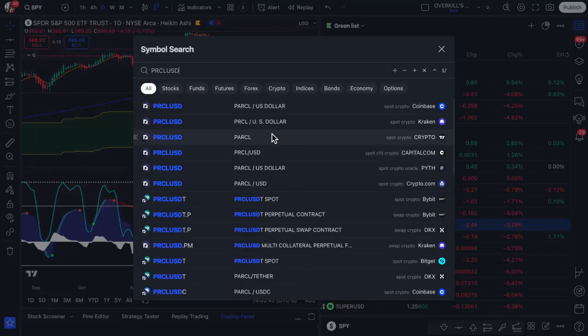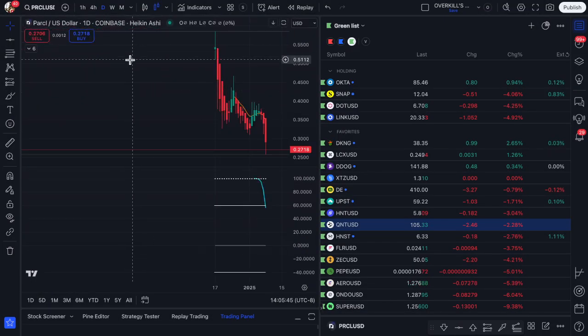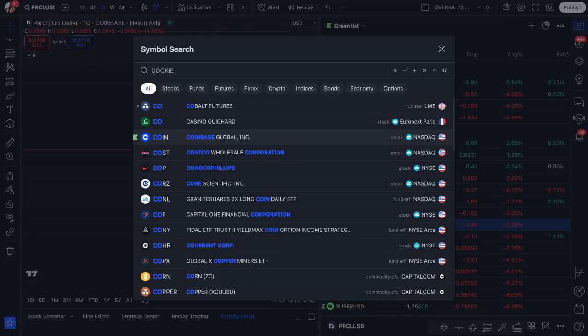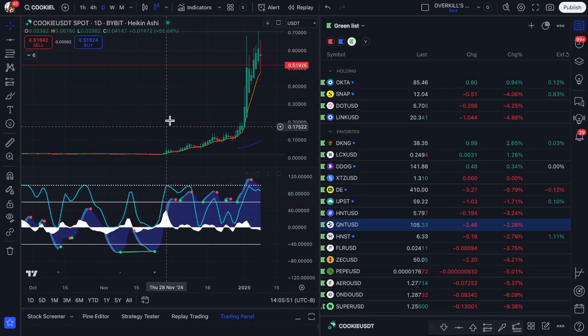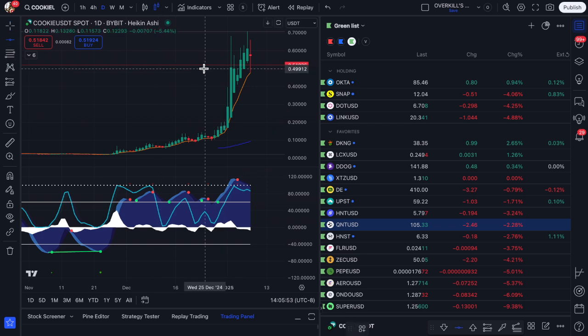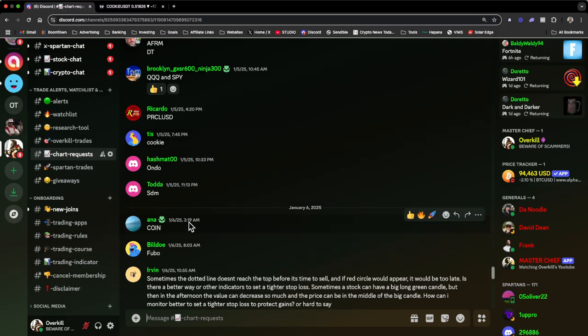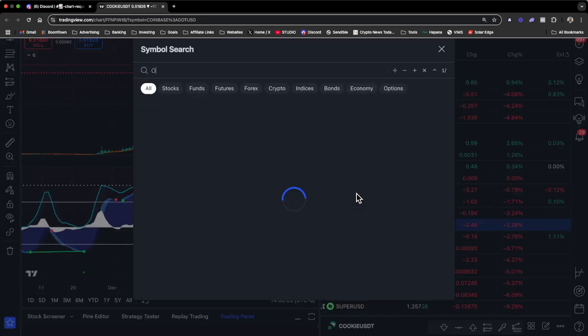PRCL just looks ugly. Cookie red dot, stop loss on this one I'd put right there at 47 cents. 47 cents on the stop loss on this one. Okay, got to use a stop loss at 47.